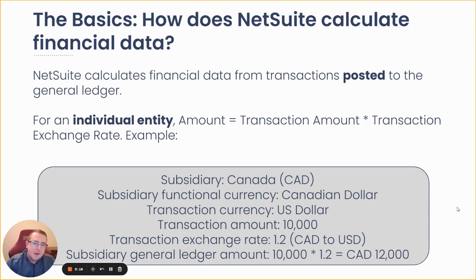Now, for an individual entity, the amount recorded to the general ledger is the transaction amount multiplied by the exchange rate. We have an example on screen related to our Canadian entity that has a functional currency of Canadian dollar. Let's actually jump into NetSuite and take a closer look.